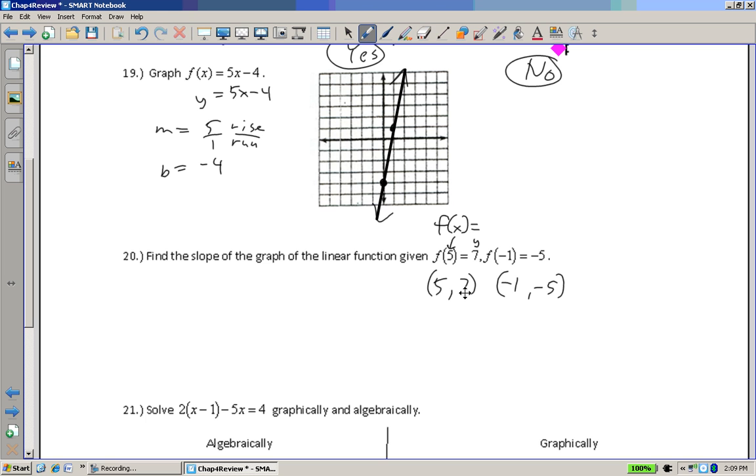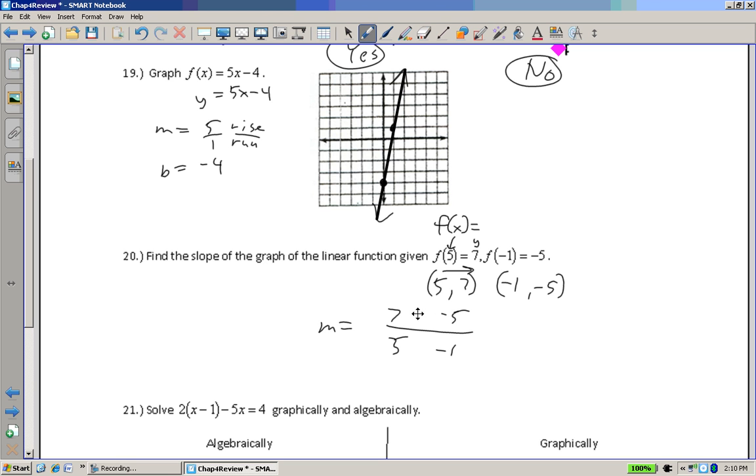2 points. Now I can use my slope formula: y sub 2 minus y sub 1 over x sub 2 minus x sub 1. Or you could simply use the puppies. Remember, the puppy faces the right, the 7's on top, 5 kind of dangles underneath, negative 5 is on top, the negative 1 sort of dangles underneath.